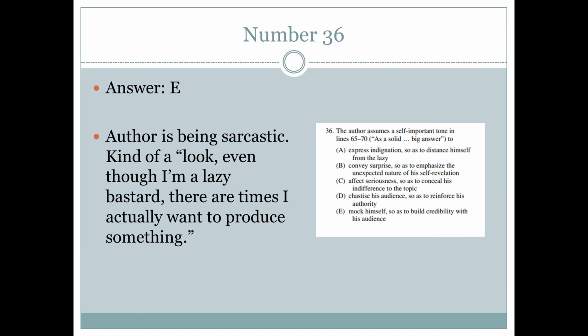36. The author assumes a self-important tone in lines 65 to 70 as a solid big answer to E, mock himself so as to build credibility with his audience here. Author is being sarcastic here in talking about this sort of viewpoint. Like, look, even though I'm lazy, there are times where I actually want to produce something. So in this case, going back to the paradox before, but also with this point of a self-important tone, the author is trying to basically glorify writing when really it doesn't deserve glorification in the first place.